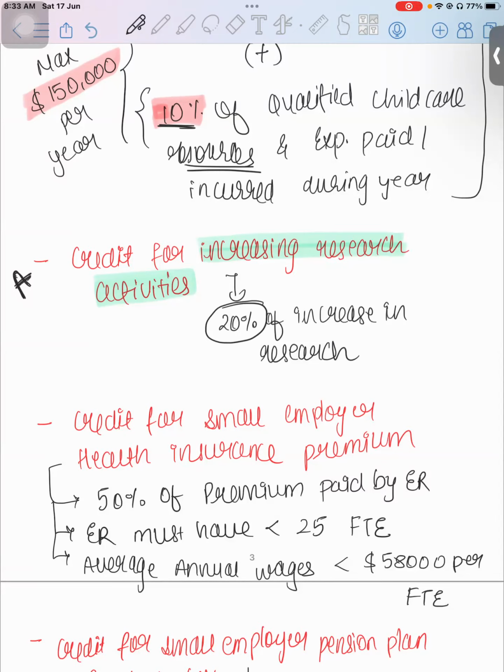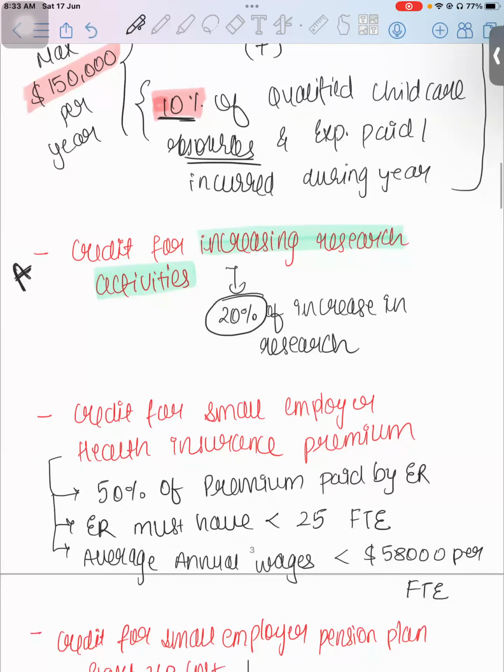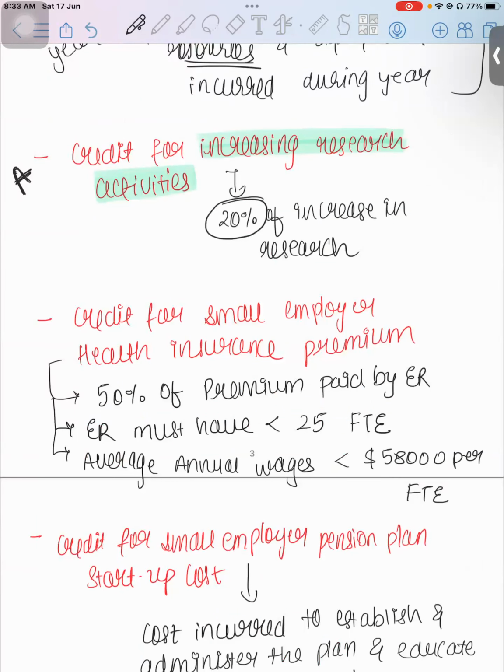So the research activity credit calculation is very simple. Whatever is your excess amount, first you have to identify whatever expense that client has incurred. Is it really eligible for research activities or not? And just take 20% of that expense and take the credit.